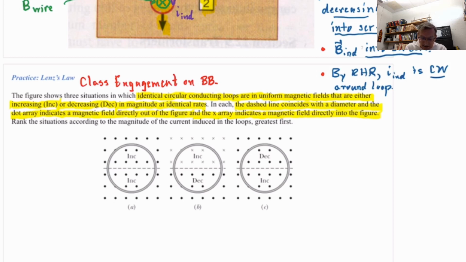My task is to rank the situations according to the magnitude of the current induced in the loops, biggest to smallest. So take it a step at a time. Look at each half and what's happening in each half, and then figure out what's happening in the whole, and do that for all three, and then rank the biggest induced current to the smallest.